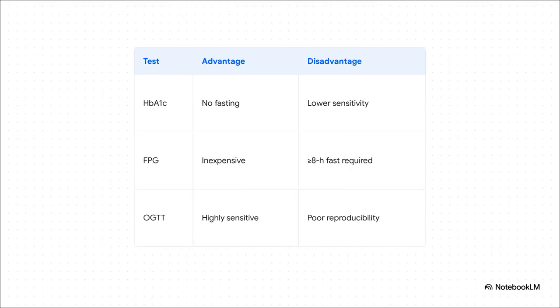But which test do you pick? It's not one size fits all. The A1C is super convenient, right? No fasting needed, but it can miss things and it gets thrown off by stuff like anemia. The fasting glucose is cheap and classic, but making someone fast for 8 hours is a pain. Then you've got the glucose tolerance test, the OGTT. It's the most sensitive, but man, it's a hassle for the patient. Knowing the pros and cons here is what separates a good clinician from a great one. You're making a strategic choice every time.